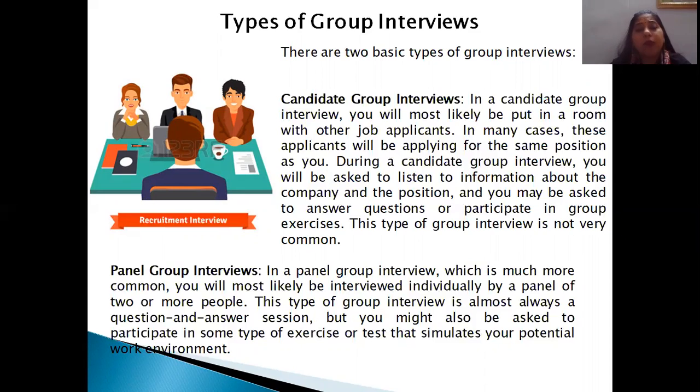The other one is the panel group interview, which is mostly seen these days, wherein there are more than one interviewer and we have more than one applicant as well. So there's a mix of where the question and answer round goes in an interview.